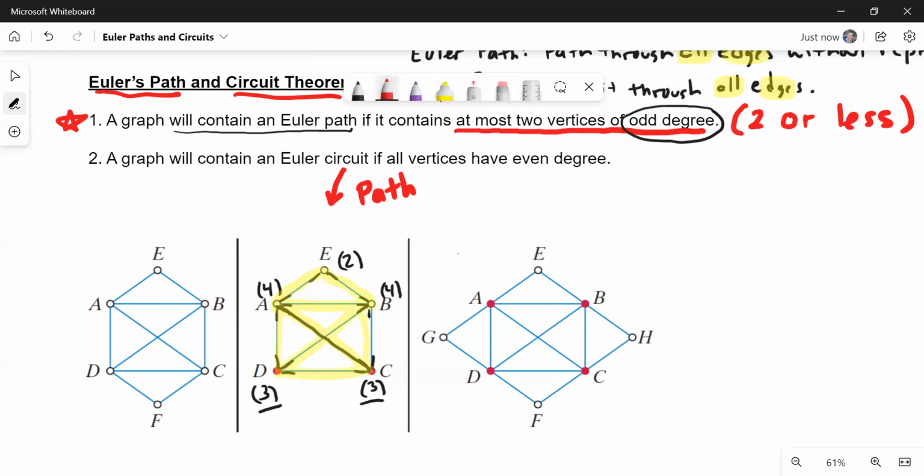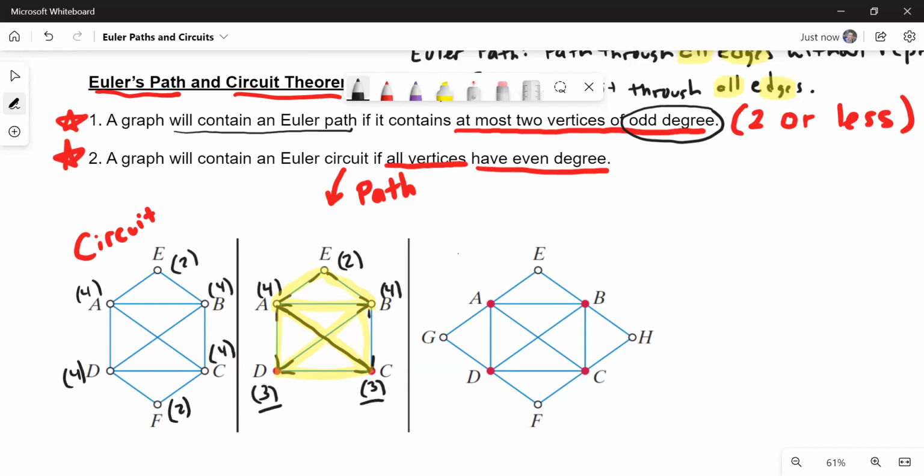Let's take a look at the second theorem. A graph will contain an Euler circuit if all vertices have even degree, so no odds at all. Now remember that I was able to find a circuit that went through all of the edges, in other words, playing that little game at the start. And if you take a look at this graph, you can see that they're all even. E has degree 2, A is 4, B is 4, D is 4, C is 4, and F is 2. All of those are even numbers.